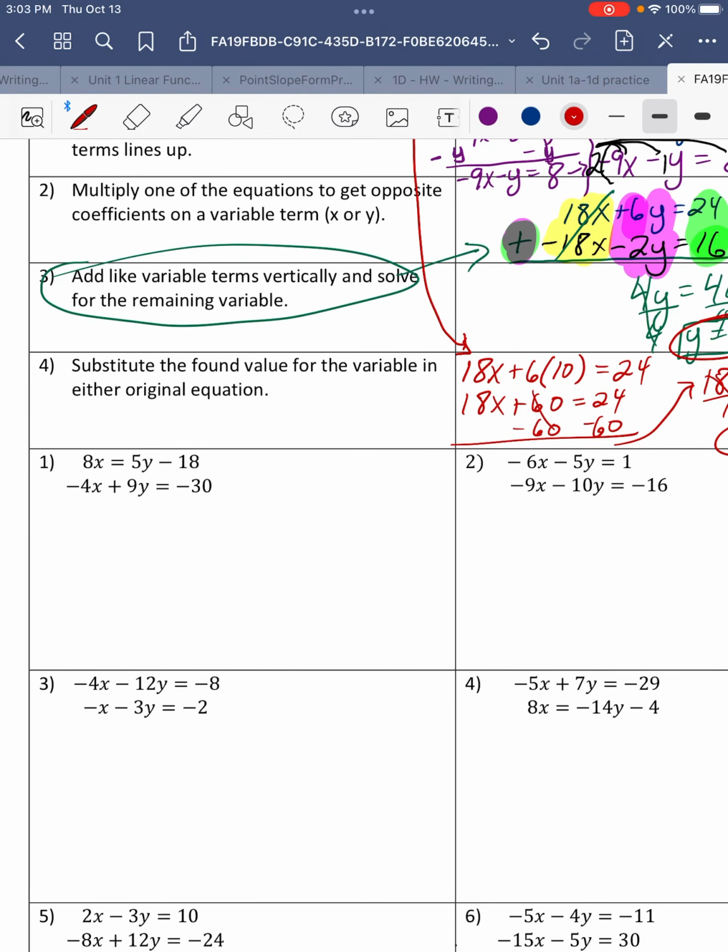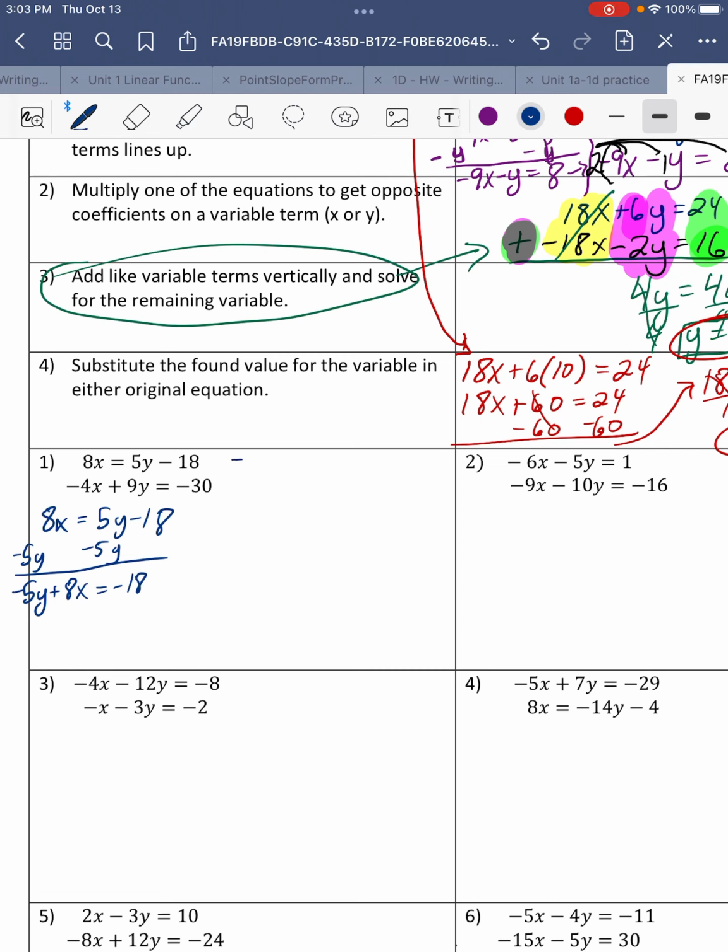All right, number 1. Let's look at what we have here. We do not have our terms lined up. I'm going to try to get the top equation in standard form, so our x and y terms on the same side. I'm going to take that top equation and move the y term, so I'm going to subtract 5y. The 8 is positive.